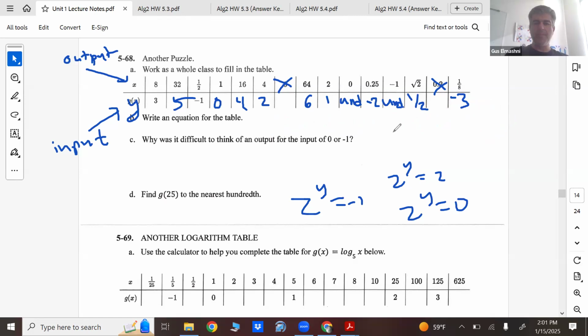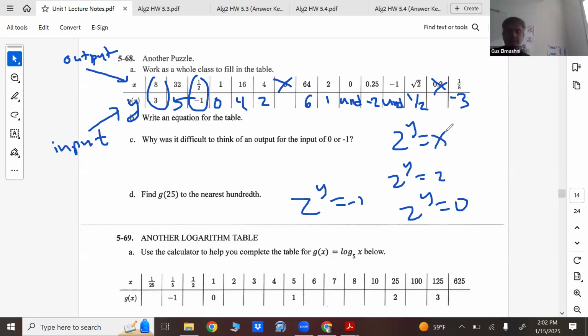How do we know these outputs? So for the ones that were given, if I did 2 to the y power equals x, it would be consistent with what's given. If I raise 2 to the 3 power, I get 8, or 2 to the 1 power, I get 1. So instead of thinking of x as input, think of it as the output, and y is the input. That's how logs work. It's like an exponential equation with x and y switched. That's how I want you to think of it.